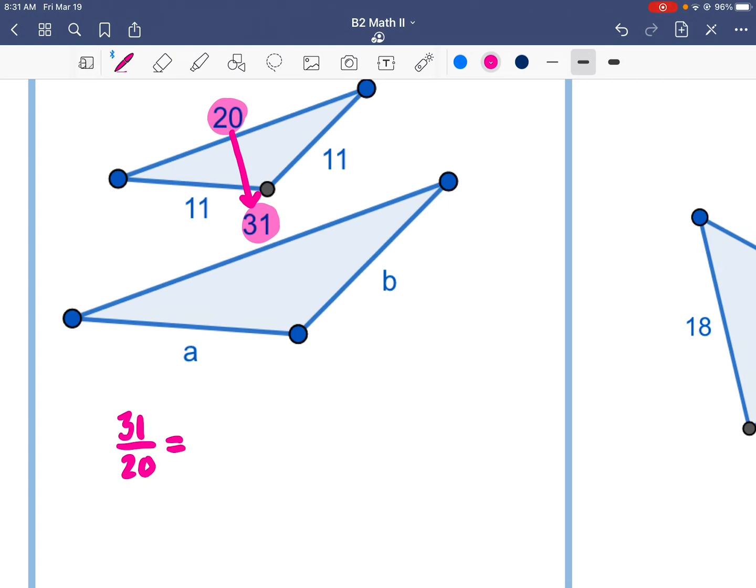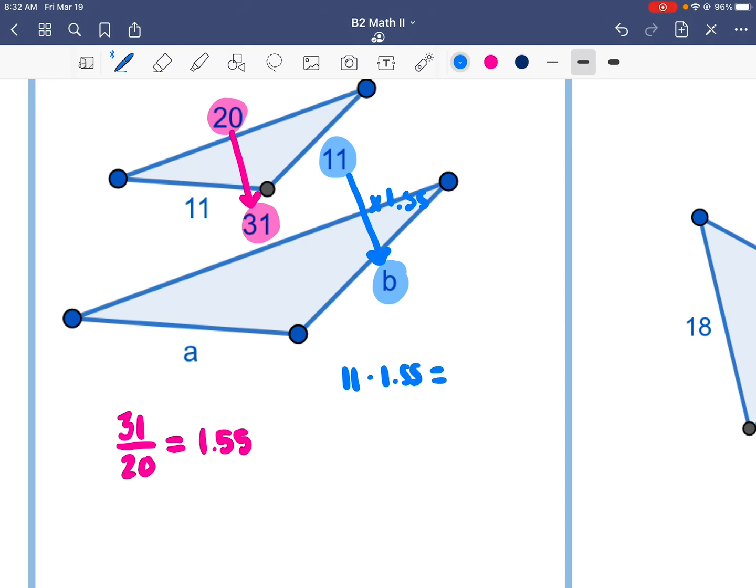31 divided by 20 is something, but I can't type properly. There we go. 1.55, which means that we are scaling this up by 1.55, and we just need to match that scalar for the other two. So when we have 11 and something here, we just need to multiply by that same value, 1.55, to get what b needs to be.